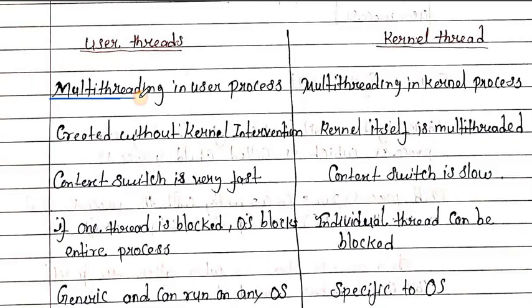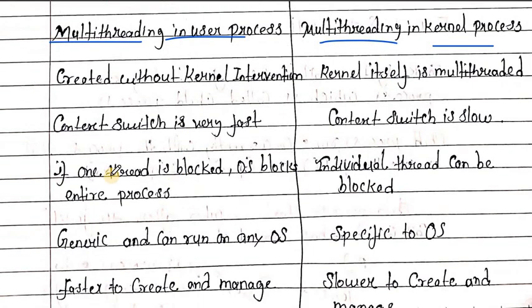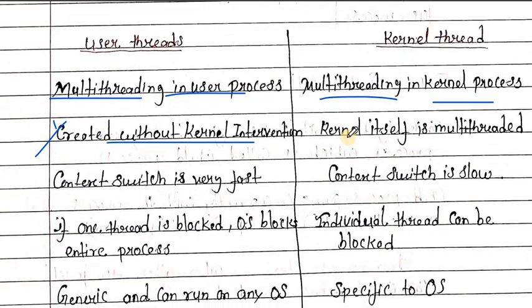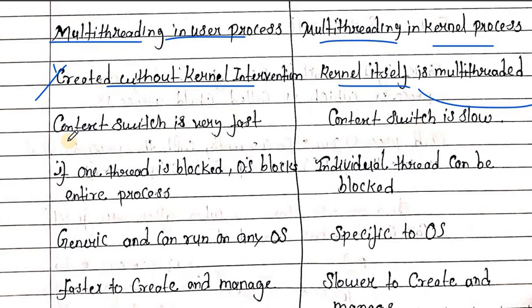User threads: multi-threading in a user process. Kernel threads: multi-threading in a kernel process. Kernel threads are created by the kernel, and user threads are created without kernel intervention. Here the involvement of the operating system is negligible or zero, while for kernel threads the involvement of the OS is required. Kernels themselves are multi-threaded.